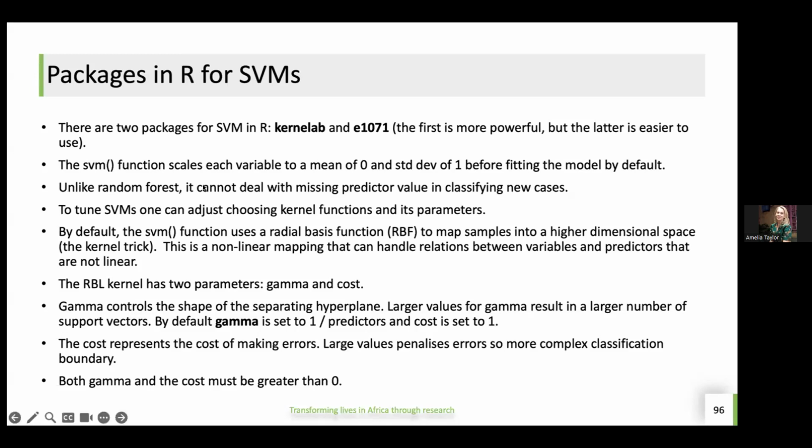Just a note there that support vector machine cannot deal with missing predictor values very well. But if you remember, we actually removed the NAs. There was a line there where we omitted the records that were incomplete.